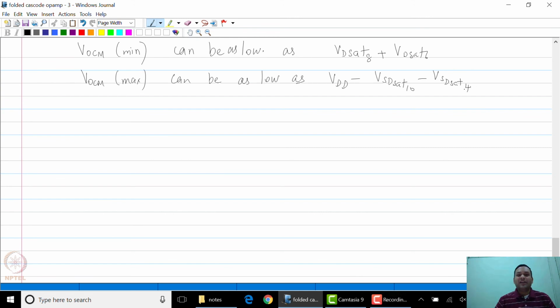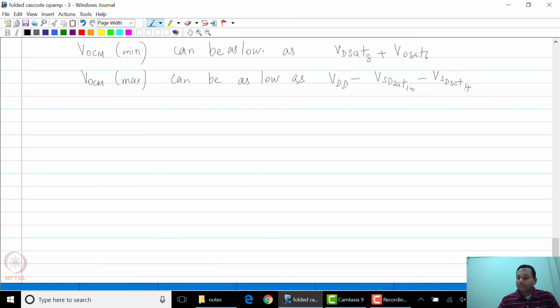So the swing limits can be designed to be moderately high. This is still of course not as high as the regular 5 transistor one stage op amp that we initially studied, but it can be designed to have certain moderate values.